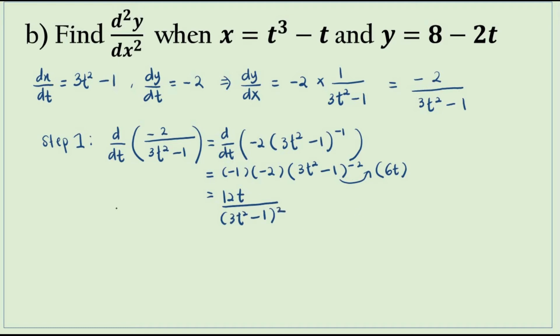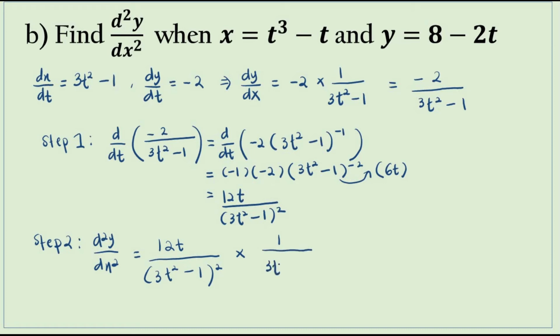Now for step number 2, we substitute this into our chain rule. So d squared y over dx squared is equal to the derivative of our first derivative, 12t divided by (3t squared minus 1) squared, times dt/dx, in this case 1 over 3t squared minus 1. So our final answer here will be 12t divided by (3t squared minus 1) cubed.